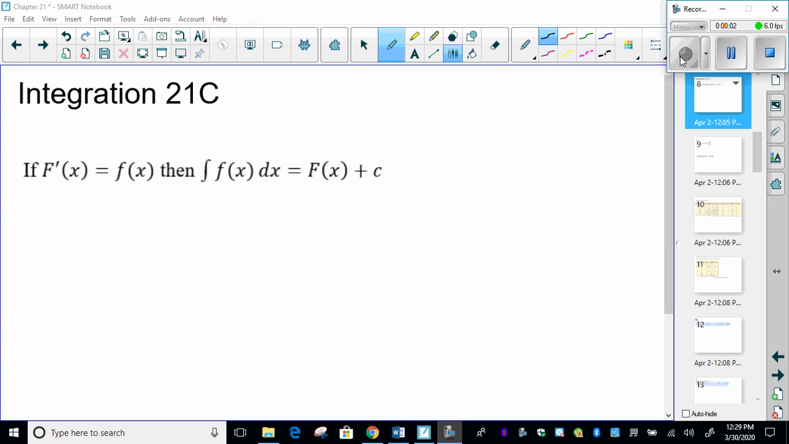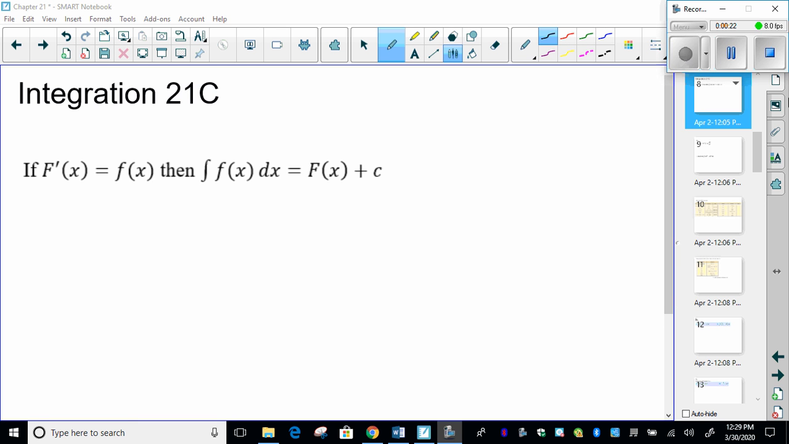We are going to continue working on integration and being able to find the antiderivative of different functions. And now we're going to take a look and see our constant term as well. So to begin with, we just talked about what the basic function would be, but now we're going to add that plus c, and we're going to actually learn how to find what that c value is in certain circumstances as well.